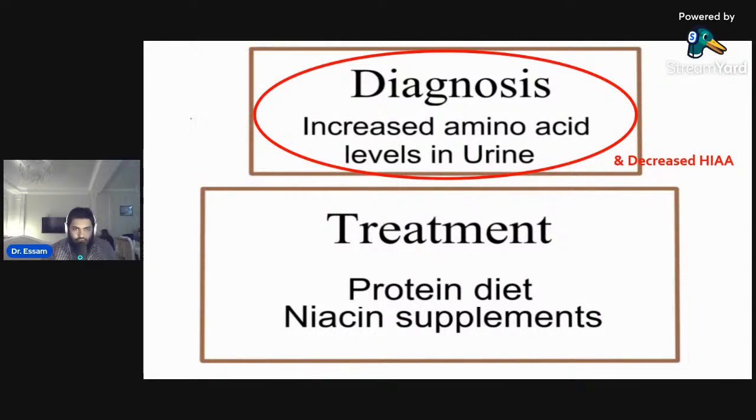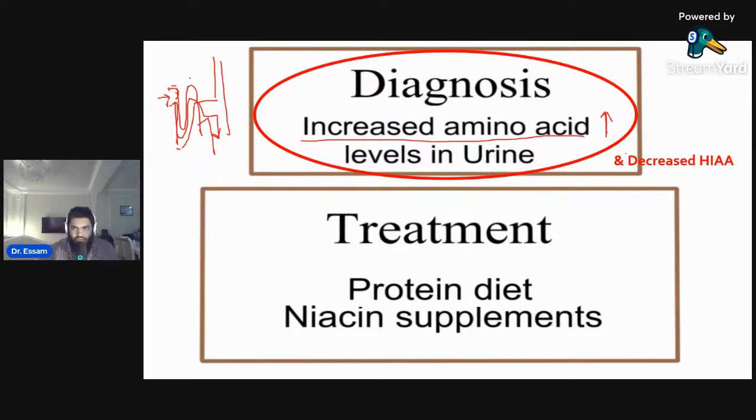So, like I told you, what the kidney is doing, the kidney is removing a lot of tryptophan into the urine, right? So this is the glomerulus, right? When tryptophan is coming, it is removing the tryptophan into the urine. So if you check the urine, you're going to see increased level of amino acid. Okay. So this is one way of diagnosis.